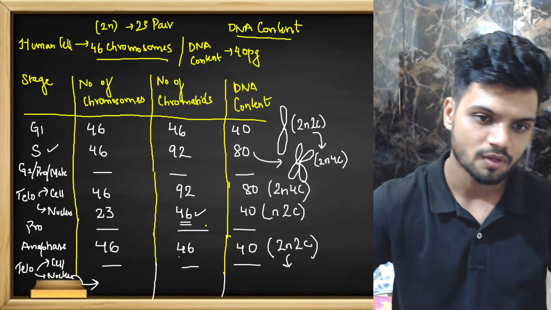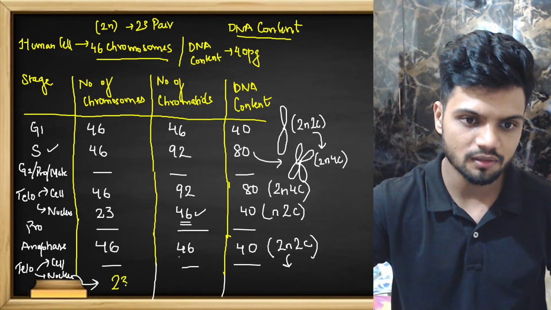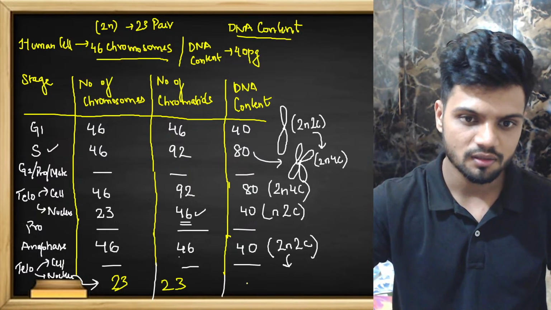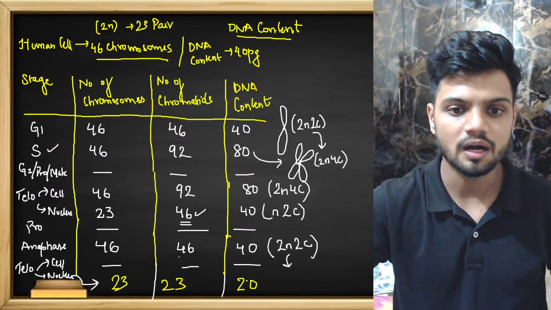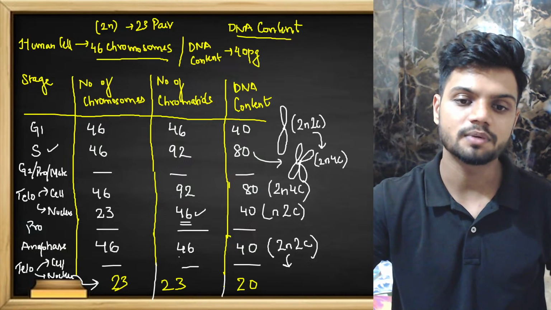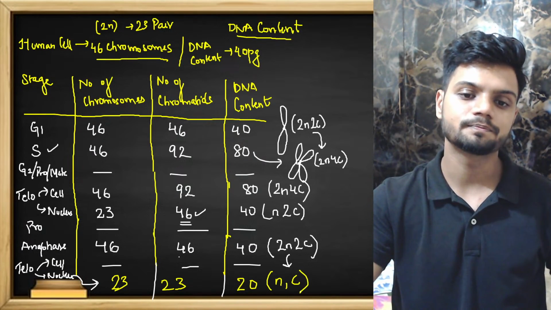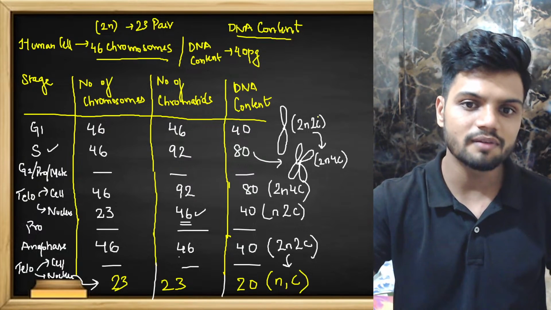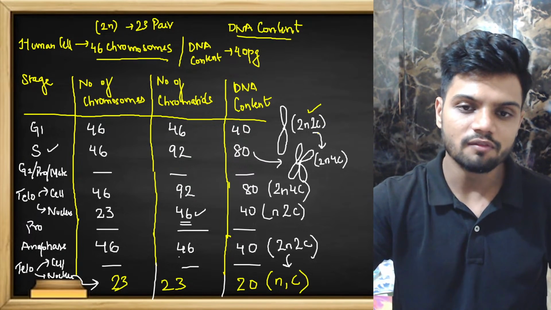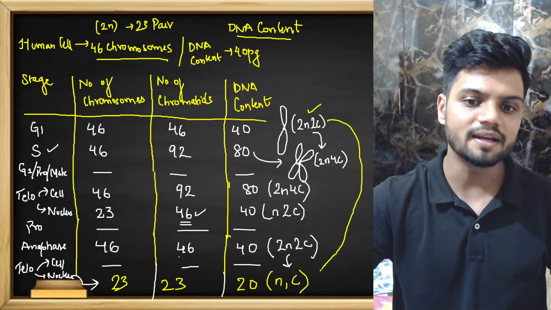Yes or no? So what do we have here? 23 and 23, and just 20. Half of it is becoming, half of it is becoming. It is getting converted to NC now. That is my students. We started off with 2N and 2C, and we are ending with NC.